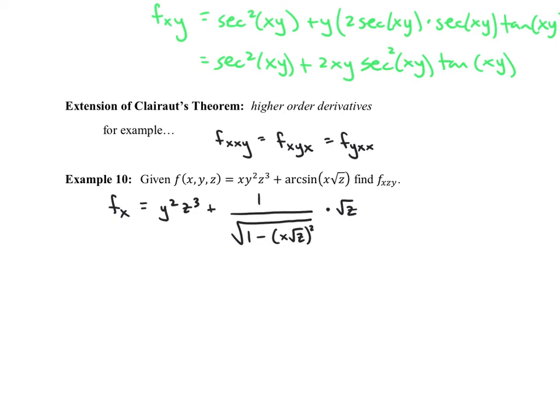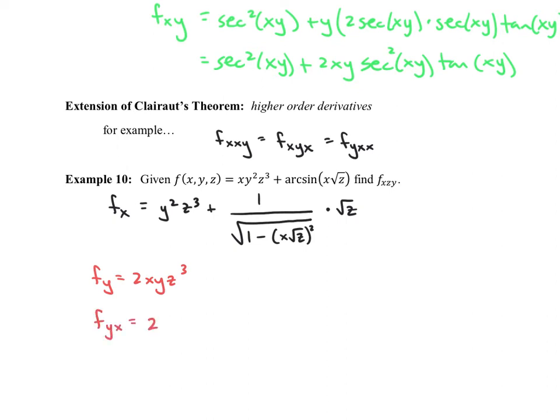Now you can imagine that this is not too bad, but here we're going to be dealing with the quotient rule, chain rule, and it gets really ugly pretty quickly. If instead we were to change this using Clairaut's theorem, and we were to take the partial derivative first with respect to y, notice that this entire portion is a constant, and therefore the derivative is 0. And so we're left with simply 2xyz cubed.